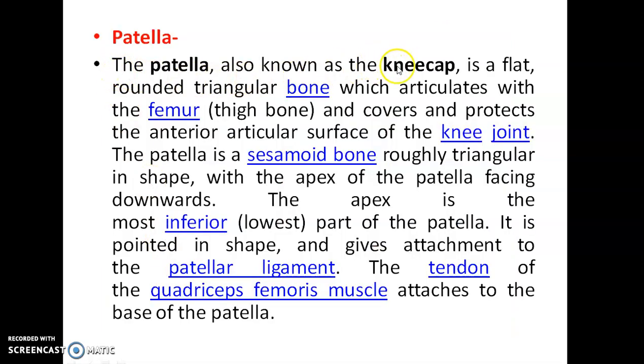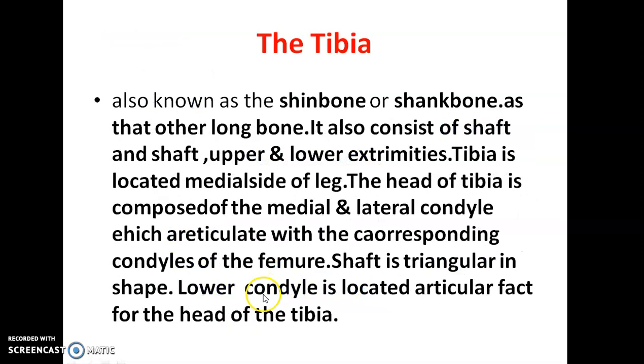Patella. The patella, also known as the kneecap, is a flat rounded triangular bone which articulates with the femur, the thigh bone, and covers and protects the anterior articular surface of the knee joint. The patella is a sesamoid bone, roughly triangular in shape with the apex of the patella facing downward. The apex is the most inferior part of the patella. It is pointed in shape and gives attachment to the patellar ligament. The tendons of the quadriceps femoris muscles attach to the base of the patella.